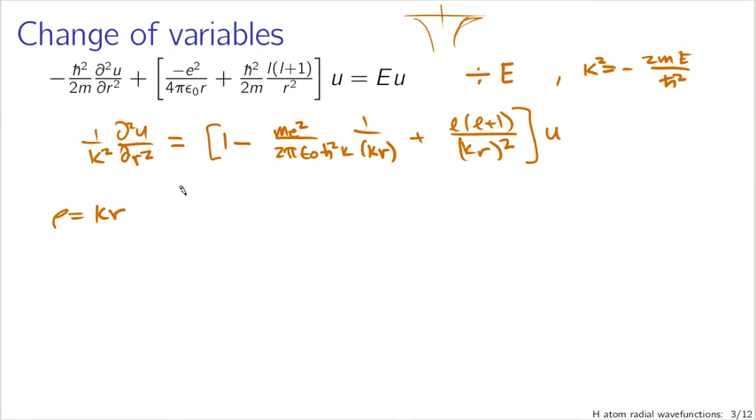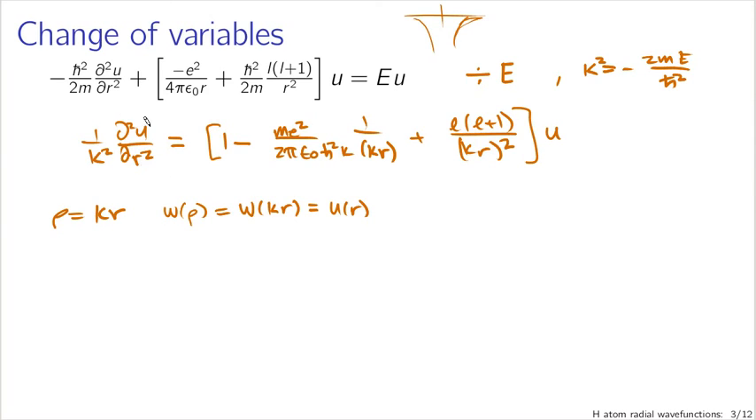If we're going to re-express this as a function of ρ, we need to define a new function, which I'll temporarily call w, as a function of ρ. And by that I mean w of kr. I'm just going to say w(ρ) is u(r). So I'm re-expressing my function except in terms of ρ instead of r.